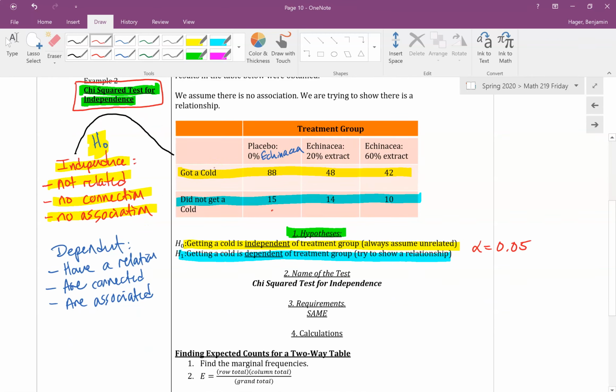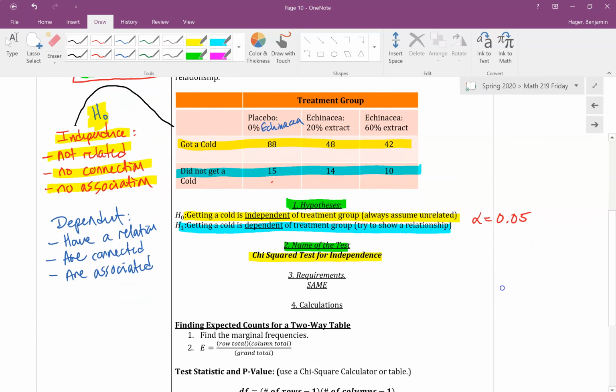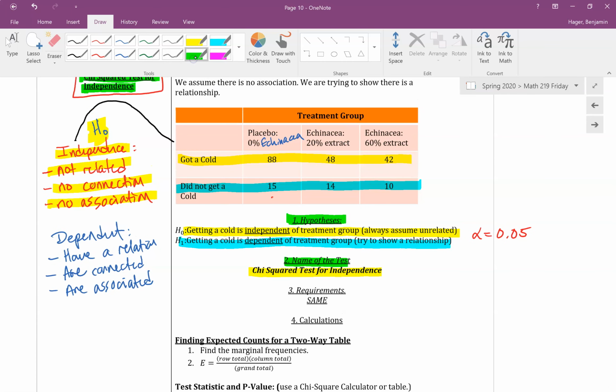Step 2 is the same. It's name the test. This test is called the chi-squared test for independence. Now the requirements, step 3, is always check IRL.